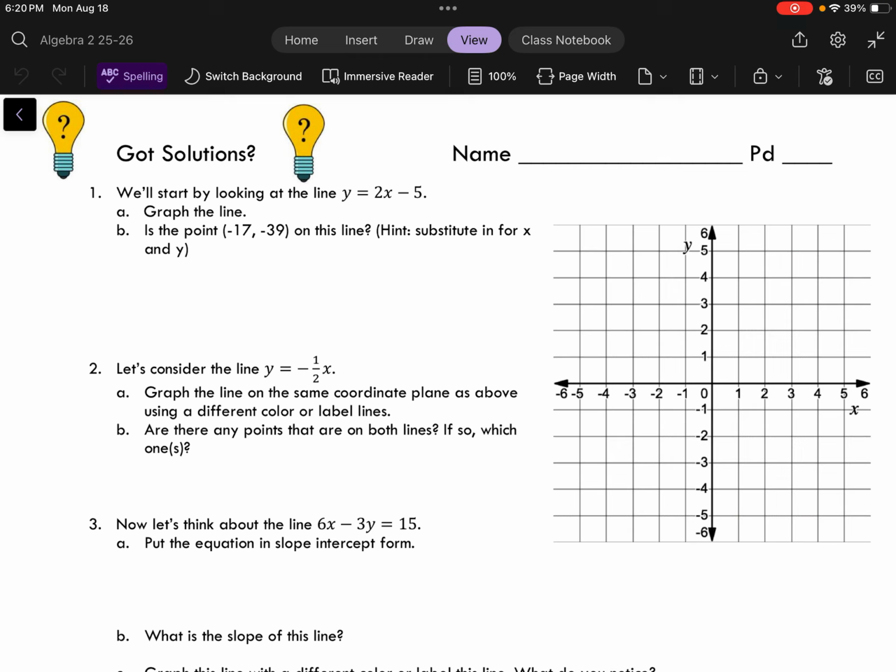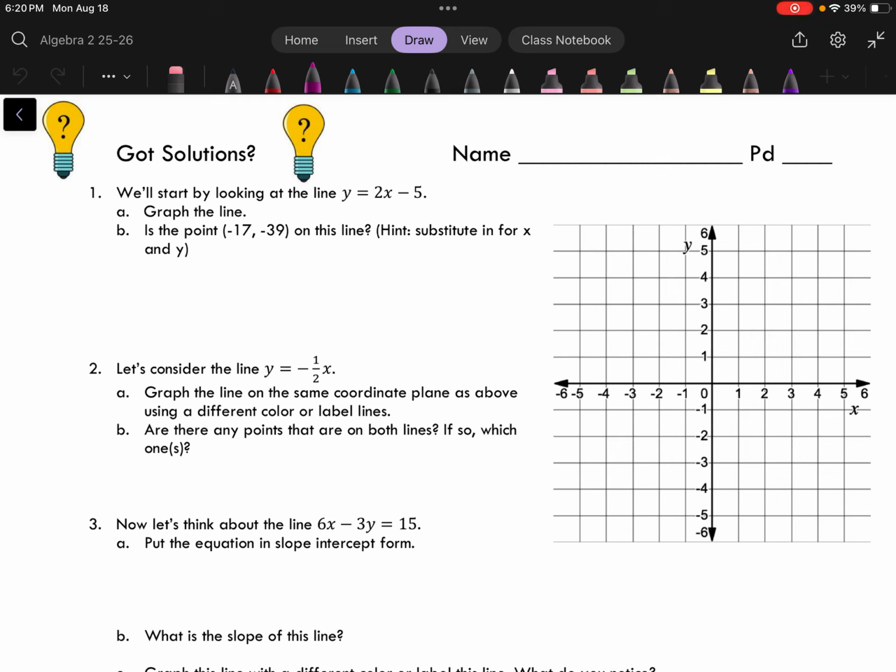Remember, your slope is 2, or 2 over 1, and then your y-intercept is -5. Your b is -5. So we're going to start at -5 on the y-axis, plot that point, and then we'll travel using our slope. We have a positive slope. Remember, that's going to be a line that is increasing from left to right.